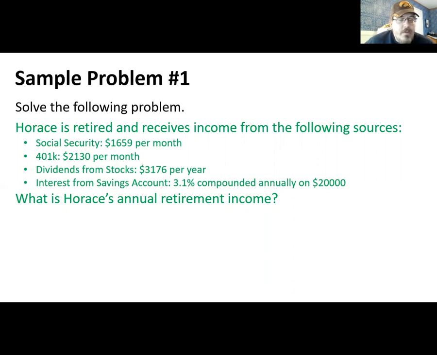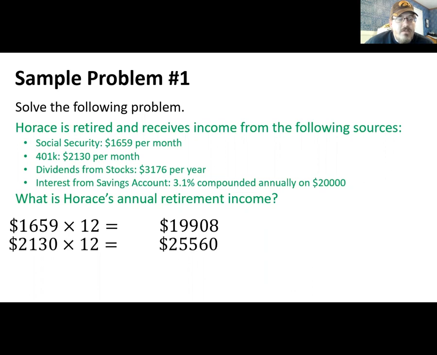All right, just a couple of quick calculations. Number one, let's start with the Social Security. He's earning $1,659 per month, so multiply that by the 12 months. Annually, he's getting $19,908. Same thing with the 401k. He's getting equal payments of $2,130 for 12 months, so he's earning $25,560 from his retirement. That money is coming in that respect.